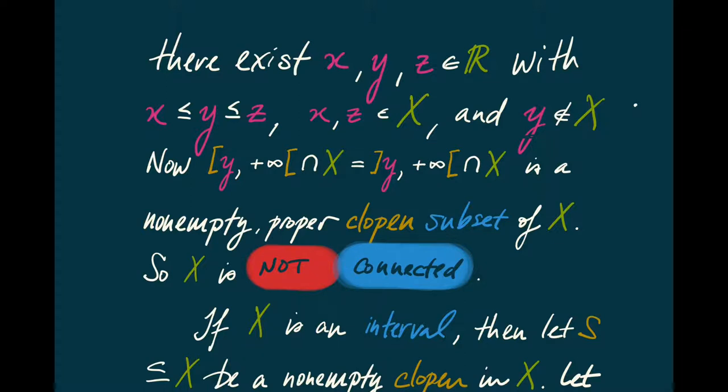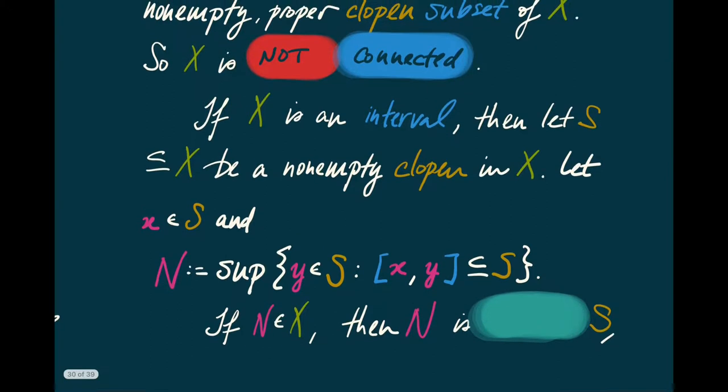Now let's prove that if X is an interval, then X is connected. If X is an interval, then in particular X is non-empty. So what I need to show is that if I have S, a non-empty clopen subset of my X, then S is actually equal to X. The strategy will be much the same as what I used to prove that R is connected. Namely, I'll take a point of my S, which I know must exist, and I'll look at the supremum of all the possible endpoints of the closed intervals completely contained in S. I'll call that supremum capital N, and there are two options. Either N is an element of X, or N is not an element of X.